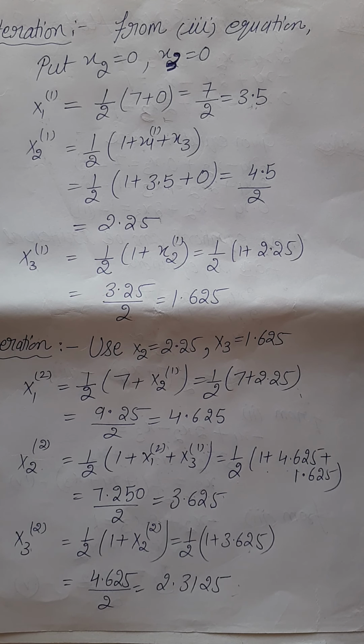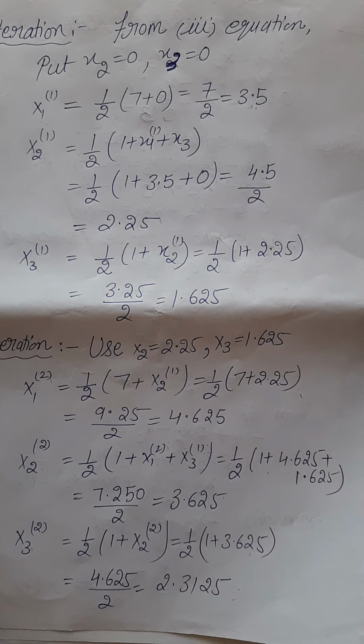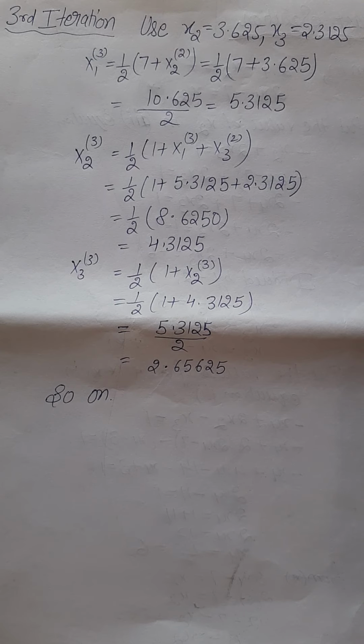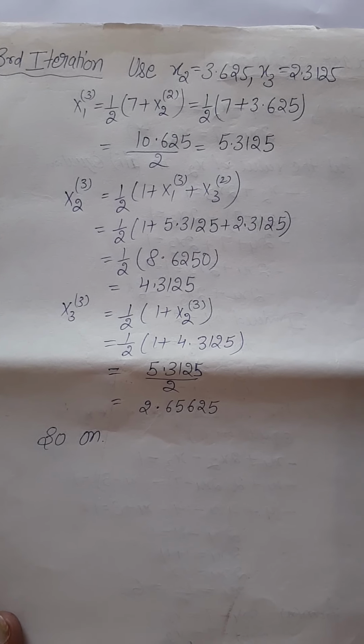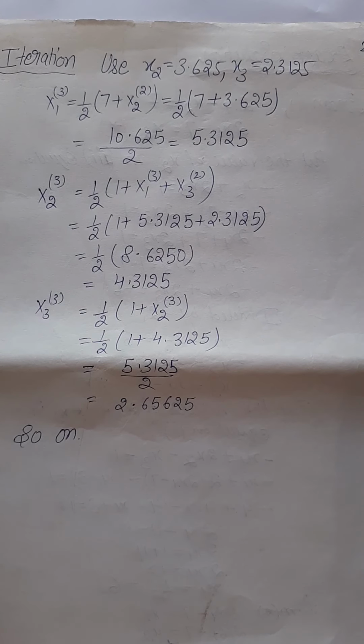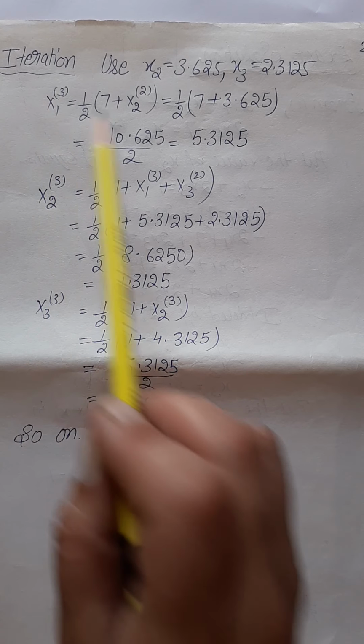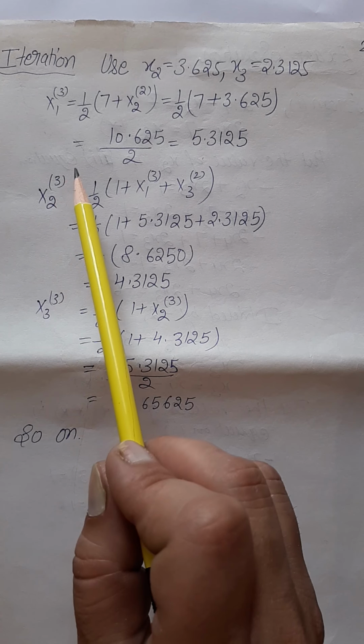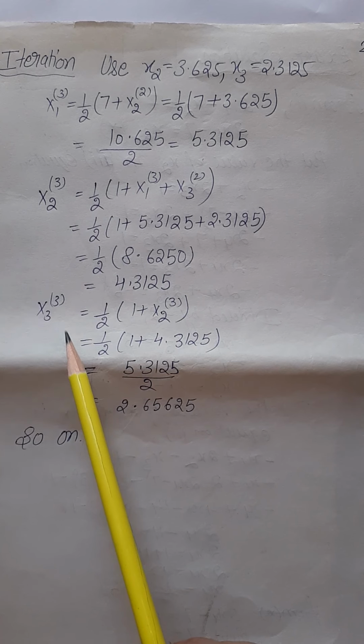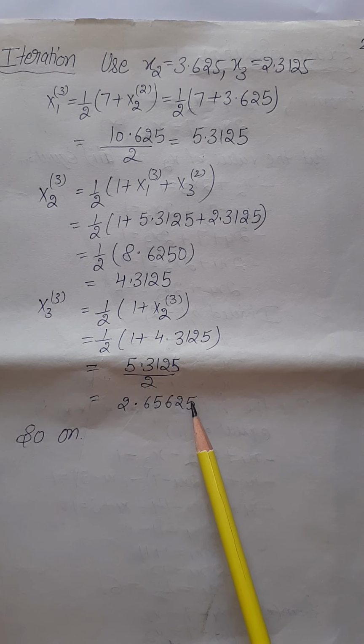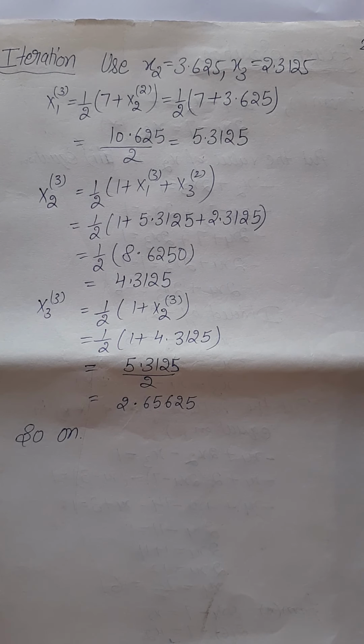So students, you repeat this process up to the third iteration. You can ask at any time. For the third iteration, we use the values of the second iteration, and in the same way you can find the values of x1 to the power 3, x2 to the power 3 and x3 to the power 3. So this is your Gauss-Seidel method.